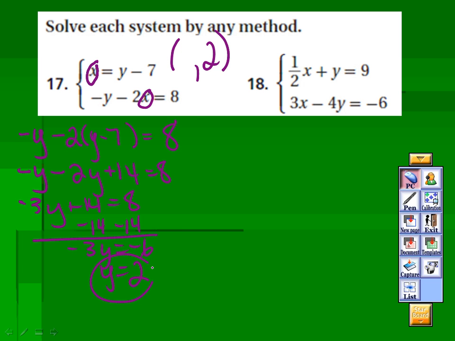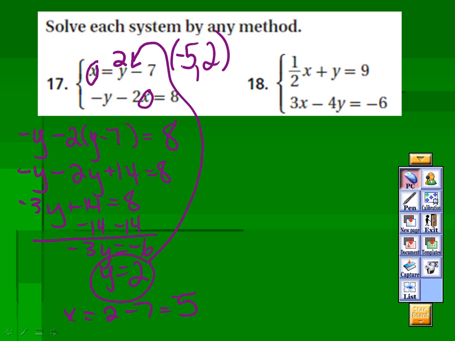Now I've got to take the 2, plug it back into the y value. And so x is equal to 2 minus 7, which is negative 5. The solution is negative 5, 2. Number 18, write it down. Pause the video so that you can see if you know how to do it.